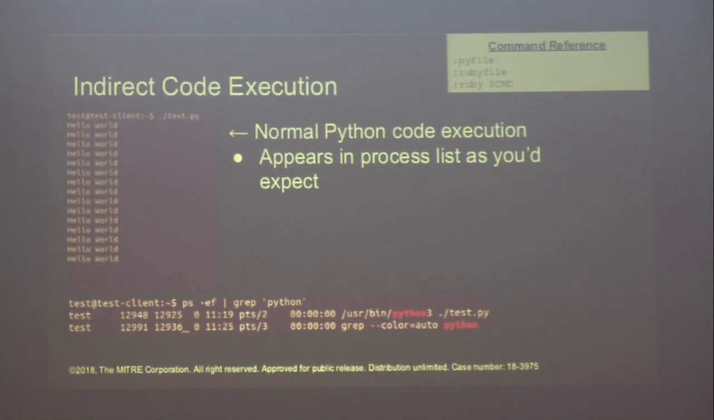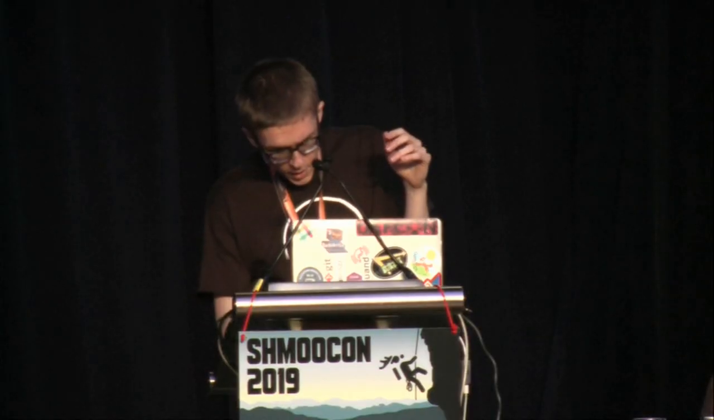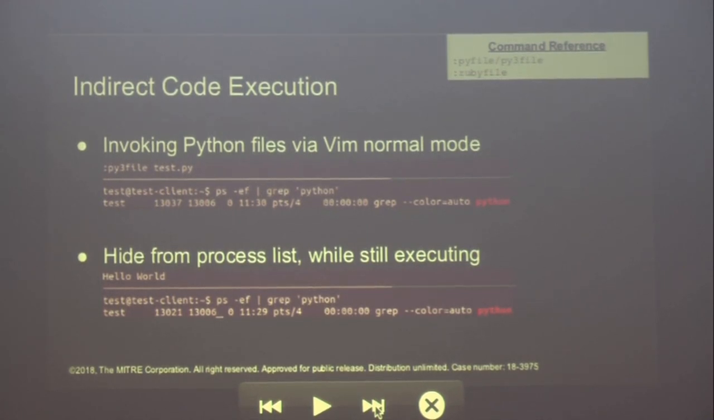But what if we can just not show up in the process list, or maybe you see them running in the process list, a little less conspicuous? That is actually what you can achieve through normal mode in Vim, where you do this :py3file up here. py3file, as you would expect, will invoke Python 3, and whatever your file name is, it'll execute that Python script. In the top image there, we run and load test.py, and in the bottom here I have a tmux session cut across there. You see hello world getting printed where you would normally type in your command modes, but you don't see Python in the process list. That's pretty neat.